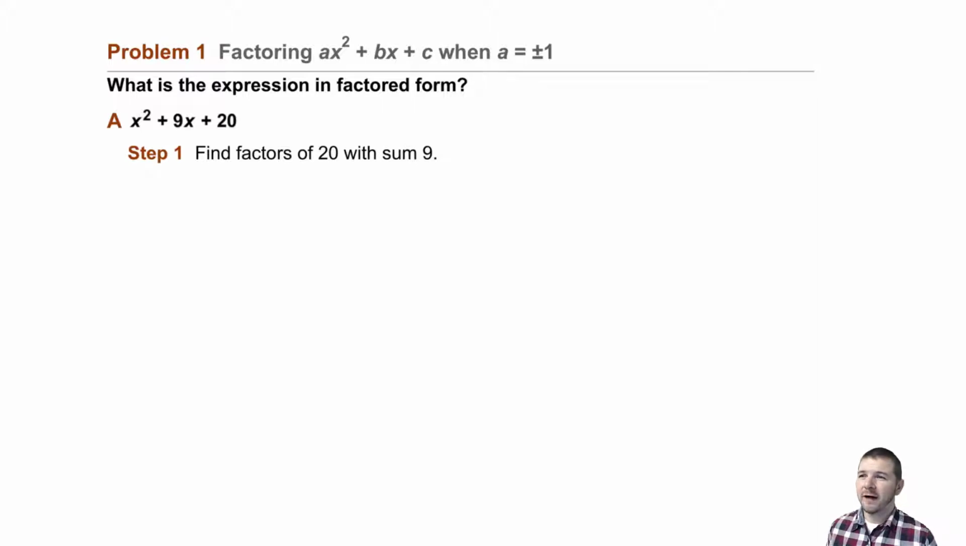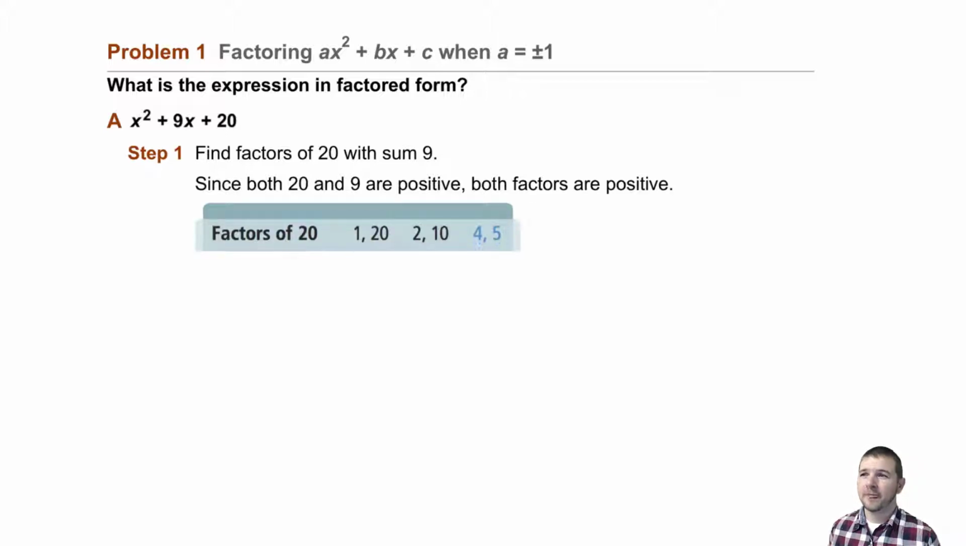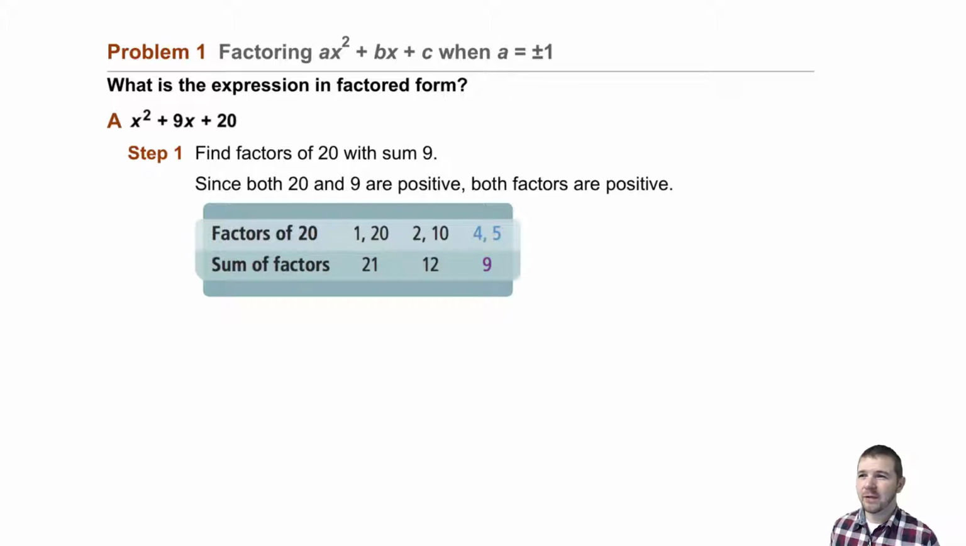Well, in step 1, we'll find the factors of 20, our constant term, with a sum of 9, the coefficient of our linear term, 9x. Since both 20 and 9 are positive, both factors are positive. The factors of 20: 1 and 20, 2 and 10, and 4 and 5. The sums of these factors: 1 plus 20 is 21, 2 plus 10 is 12, and 4 plus 5 is 9. So take note, the factors of 20, 4 and 5, when multiplied equal 20, and the sum of those factors is 9. Note that's our coefficient of the linear term, 9x.